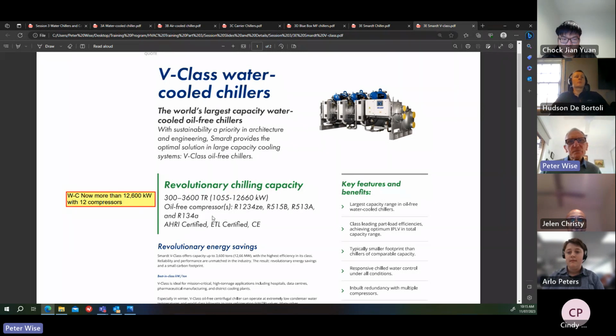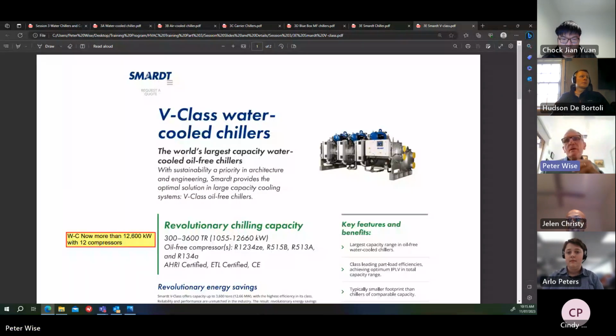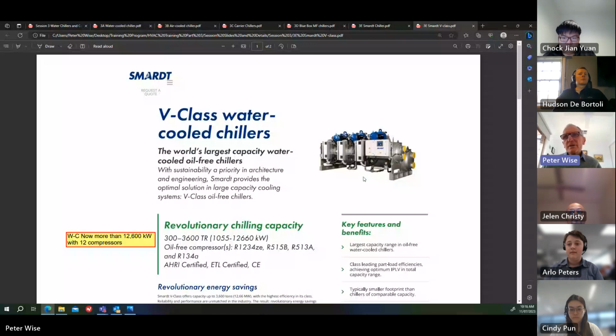Now, looking at this picture here, looks like Cindy is joining us. You can see the ends of the vessels here. Morning, Cindy.